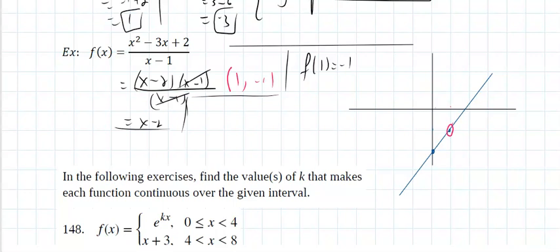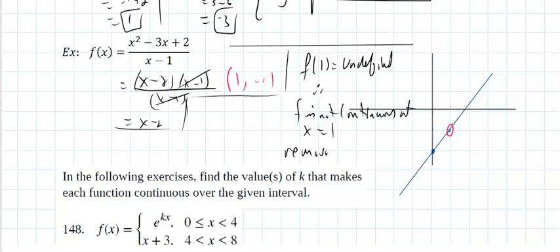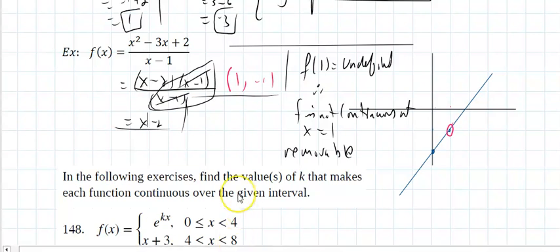I'm sorry. We say f of 1 is undefined because 1 is not in the domain. So there's nothing there. Therefore, f is not continuous. And that's removable. Whenever you could cancel it like that, we say that's removable.